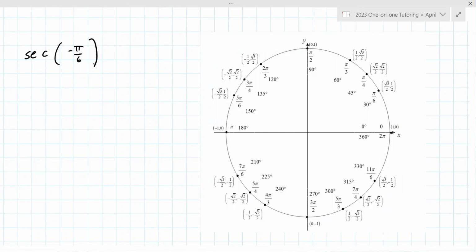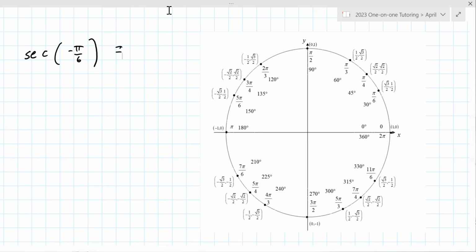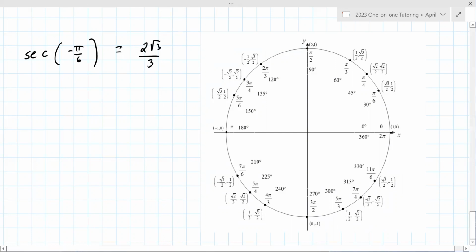How are you doing on this one? Good, I think I got it. Let me just make sure. I got, okay, wait, I have to rationalize it. Okay, I got 2√3/3. Good.